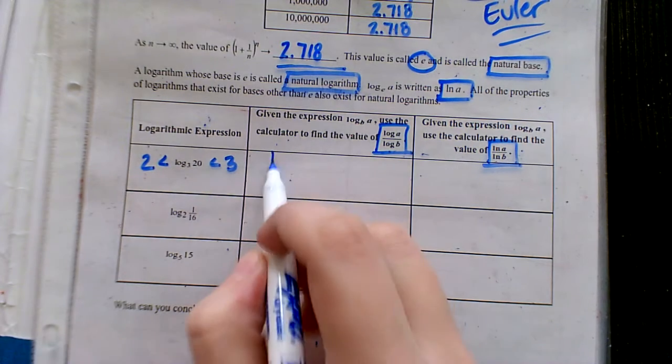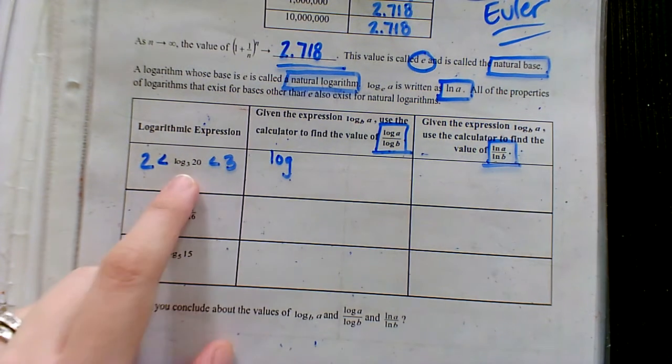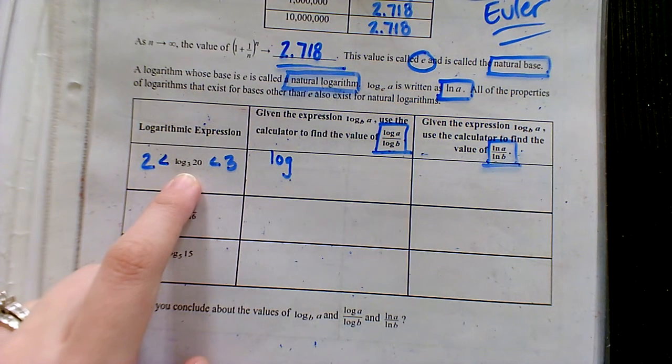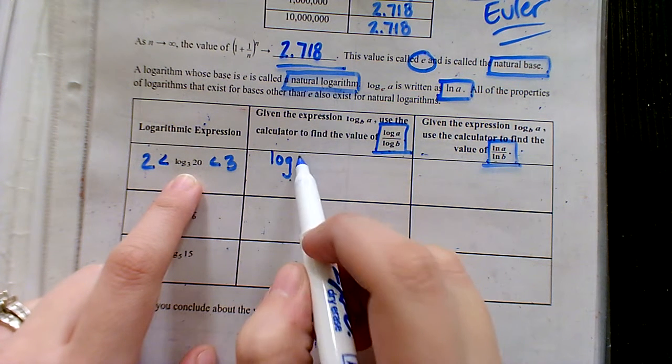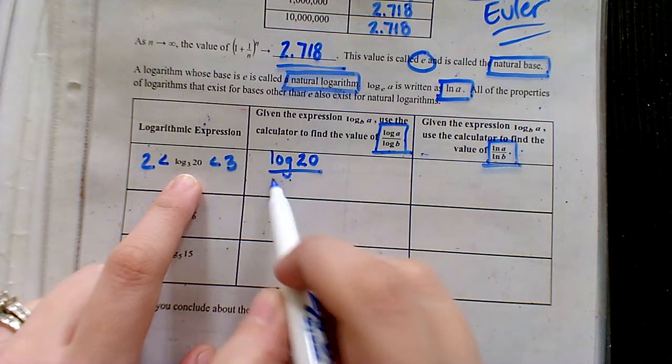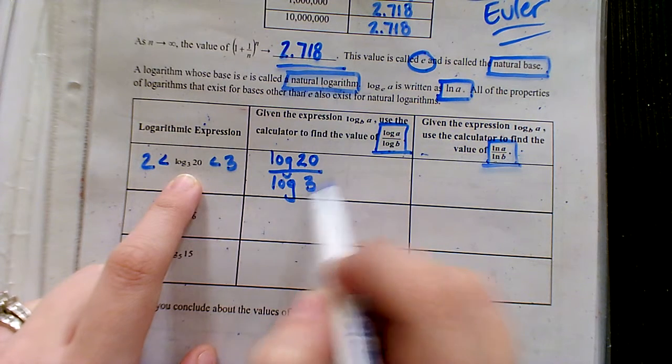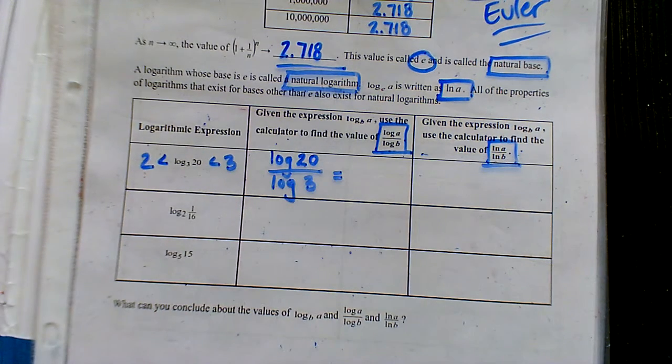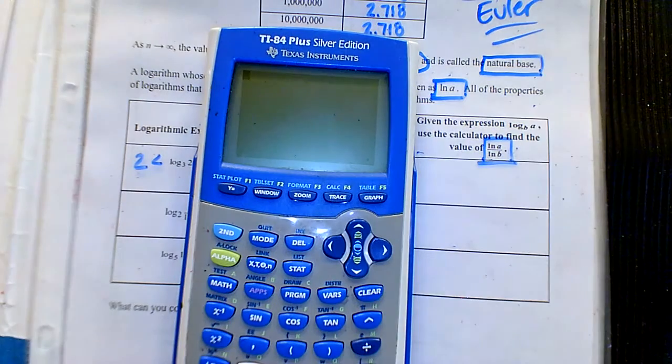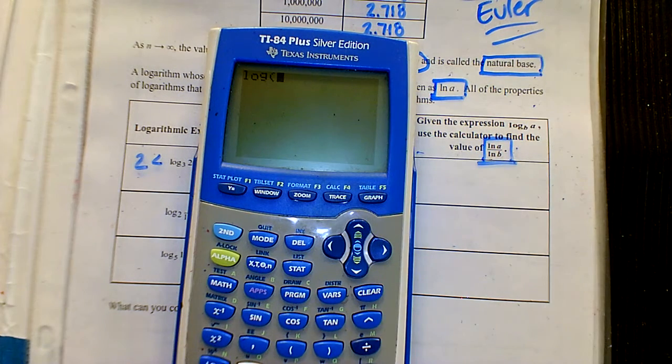So yesterday on our calculators, we said we had to convert this log base 3 into common logs. That way we can type it on our calculator. So we would need log of the argument, which was 20, over log of the base, which was 3. If you were to type that on your calculator, log of 20 divided by log of 3, we get 2.727.